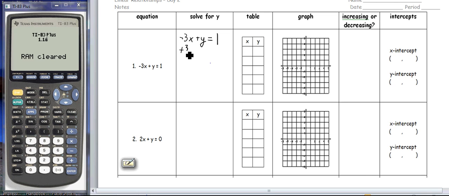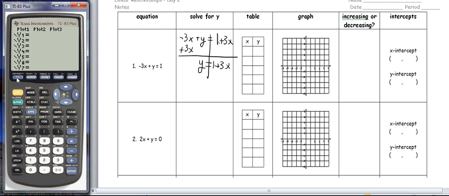So I'm going to add my 3x, add my 3x there. I don't put it under the 1 because there's no x with the 1. This becomes y equals 1 plus 3x. I'm going to put this into my calculator. I'm going to go to my y equals. I already have y equals right there, so I can just put in 1 plus 3x.